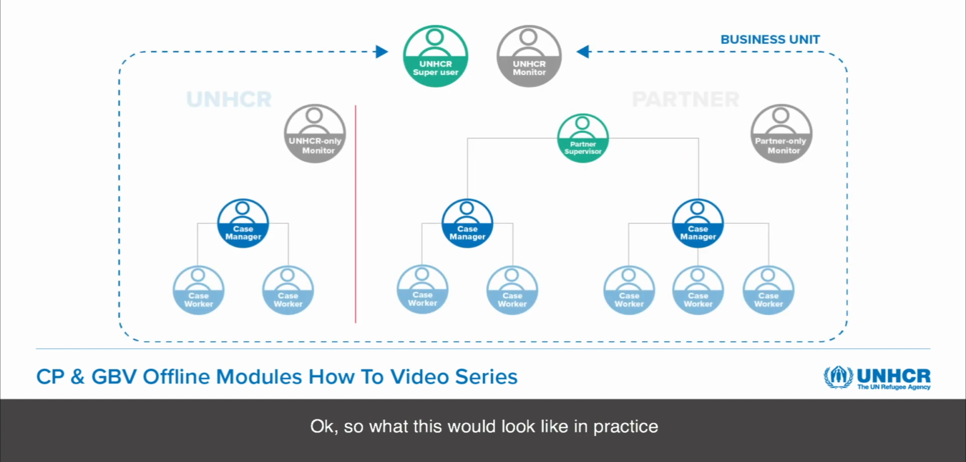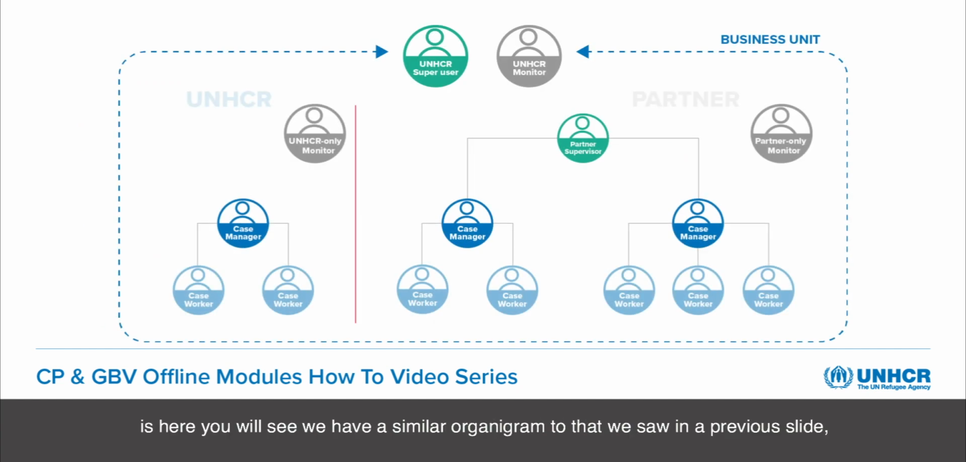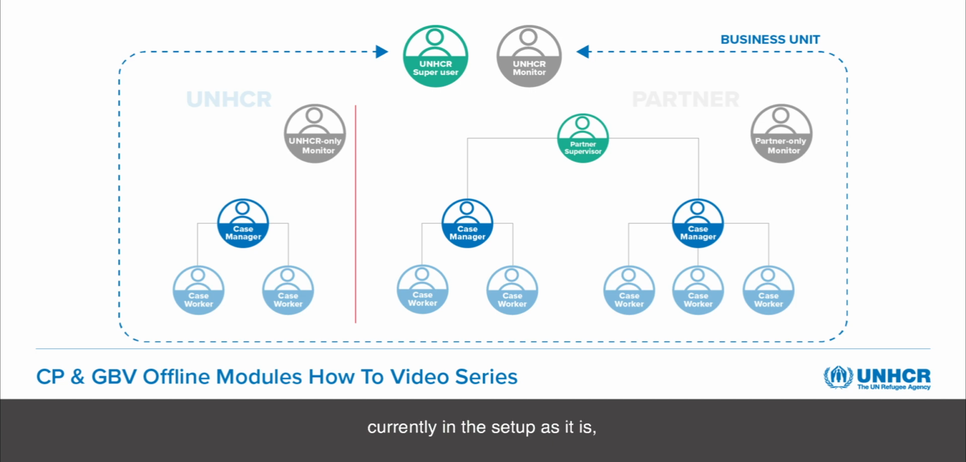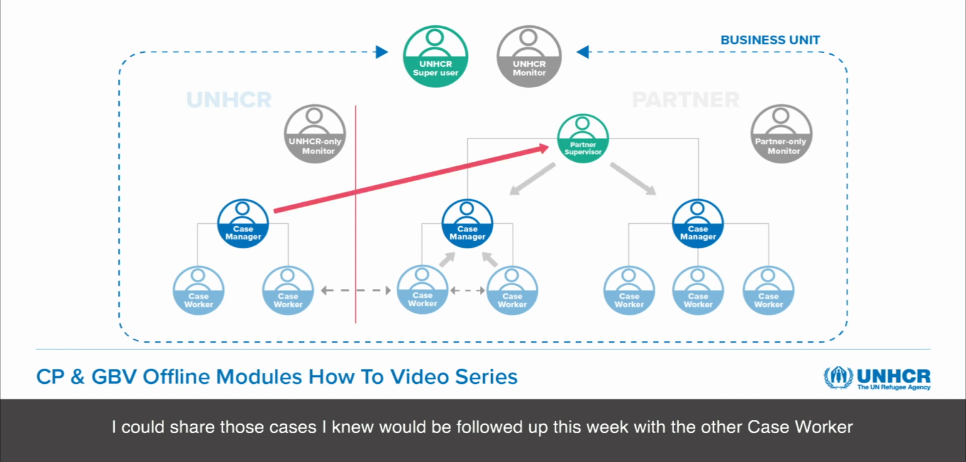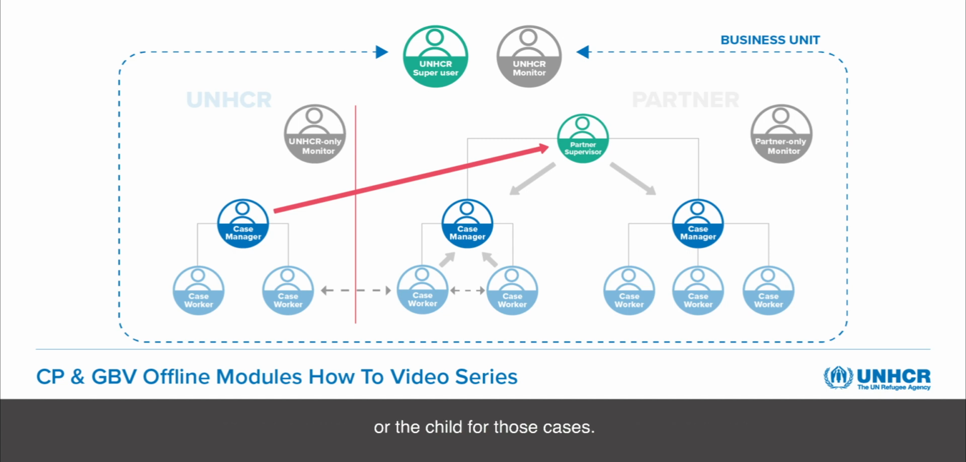Okay, so what this would look like in practice is here you'll see we have a similar organogram to that we saw in a previous slide. Currently, in the setup as it is, you will see that caseworkers have the ability to share cases between them. So if I was a caseworker and I was going on leave, I could share those cases I knew were being followed up this week with the other caseworker so that they would be able to fill in, with the consent of the survivor or with the child for those cases.